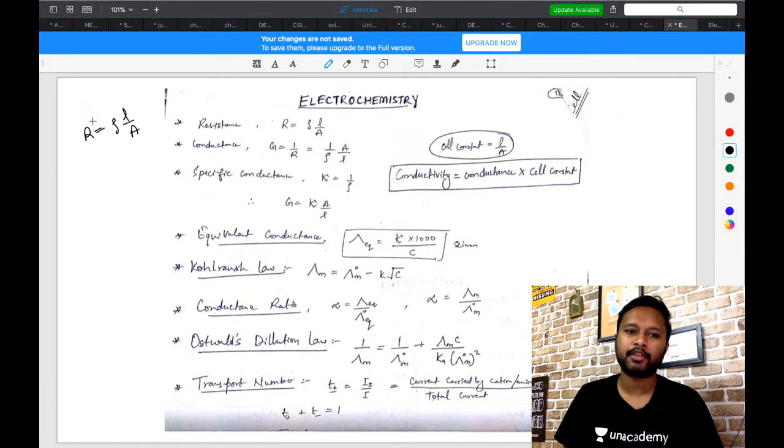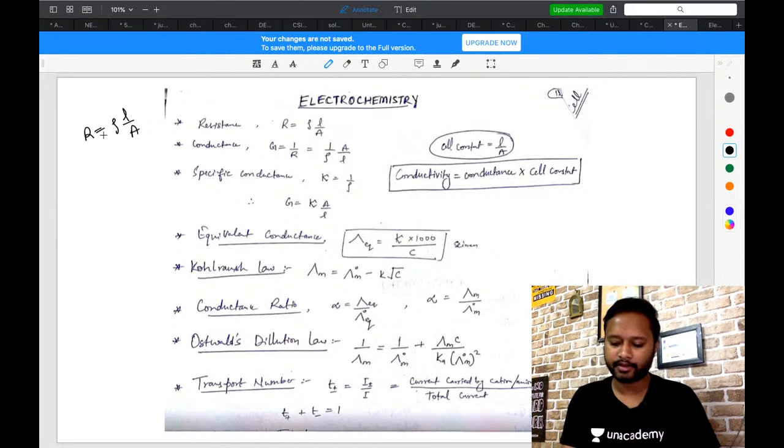Resistance depends upon the length, area and other things, but resistivity is a material specific property. It depends upon different materials. So aluminum will have a different resistivity, iron will have a different resistivity, and so it goes.